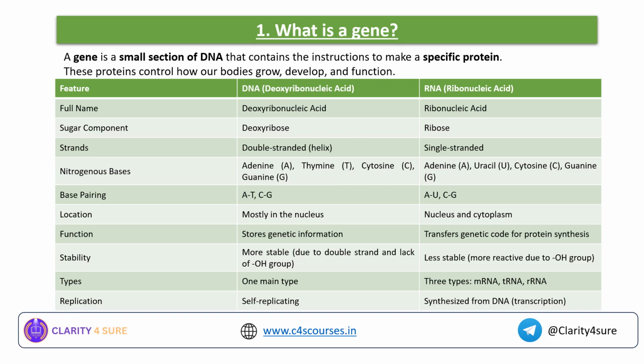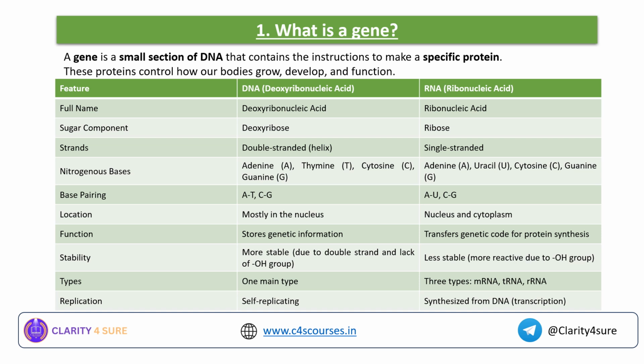Okay. Now coming to the basic difference between a DNA and RNA, we all know that DNA is deoxyribonucleic acid and RNA is ribonucleic acid. The sugar component is deoxyribose in DNA and it is ribose in RNA. The strands: we all know that DNA is double stranded in a helix format, whereas RNA is single stranded. And the basic difference between a DNA and RNA is the nitrogenous base. Here we have adenine, thymine, cytosine and guanine, whereas in the place of thymine we have uracil in RNA. So it is adenine, uracil, cytosine and guanine.